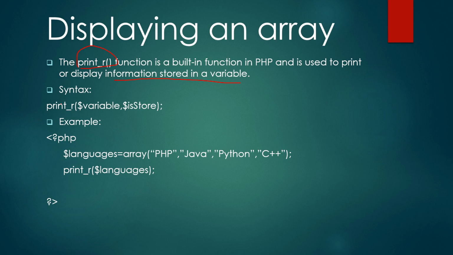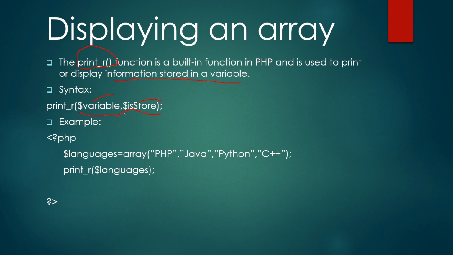So the syntax says we have to use this function print_r, and it takes two parameters. The first is the mandatory parameter, and the second one is optional. The first is the variable name. We have to pass the variable name. Whatever we want to print, we will pass that variable name.